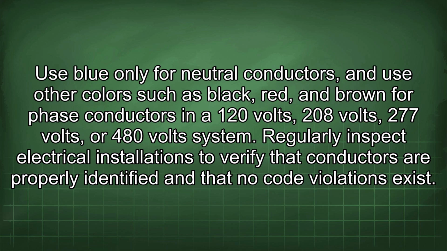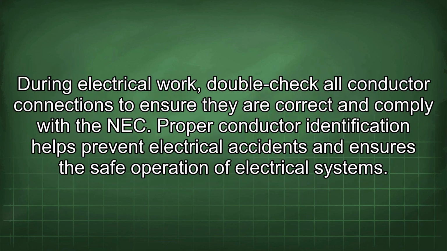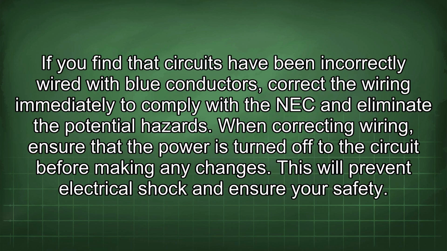Regularly inspect electrical installations to verify that conductors are properly identified and that no code violations exist. During electrical work, double-check all conductor connections to ensure they are correct and comply with the NEC. Proper conductor identification helps prevent electrical accidents and ensures the safe operation of electrical systems. If you find that circuits have been incorrectly wired with blue conductors, correct the wiring immediately to comply with the NEC and eliminate the potential hazards.